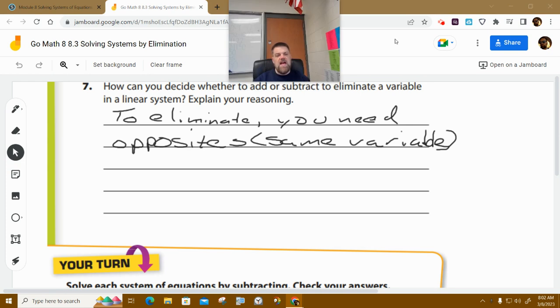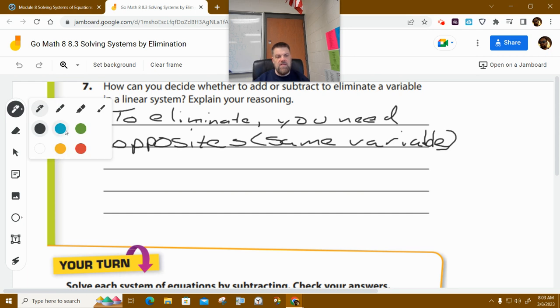So it says, how can you decide whether to add or subtract to eliminate a variable in a linear system? Explain your reasoning. Well, in order to eliminate, you need opposites of the same variable, right? So let me give you an example. What we look for, in other words, if we don't see this, then we have to do something else. So what we're looking for is, and I'll write it in a different color.